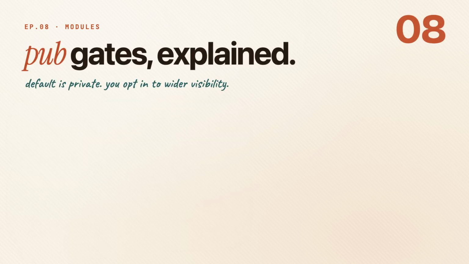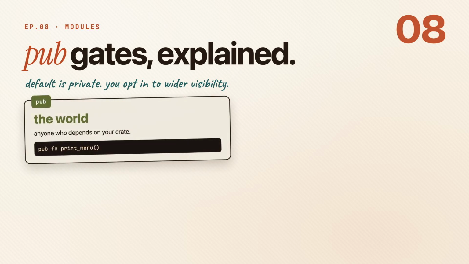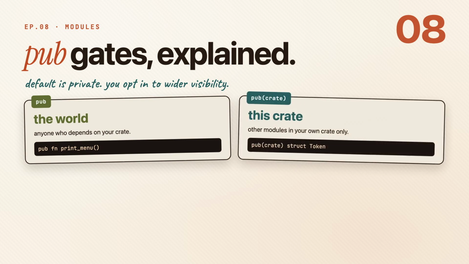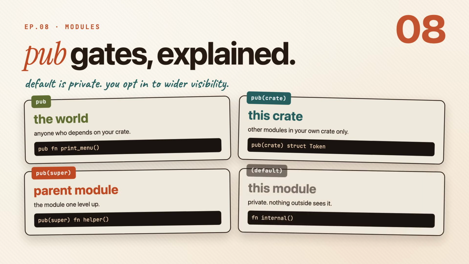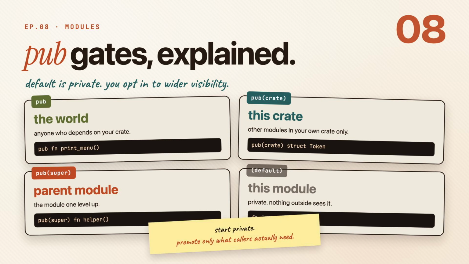There are 4 visibility levels. Default is the narrowest, which is private. So pub makes it visible to the world. Pub crate keeps it inside your project. Pub super reaches one level up to the parent module, and no keyword at all means only this module can see it. The rule is you start with private, promote only what callers actually need. You can always make something more public later, but you cannot really take it back.